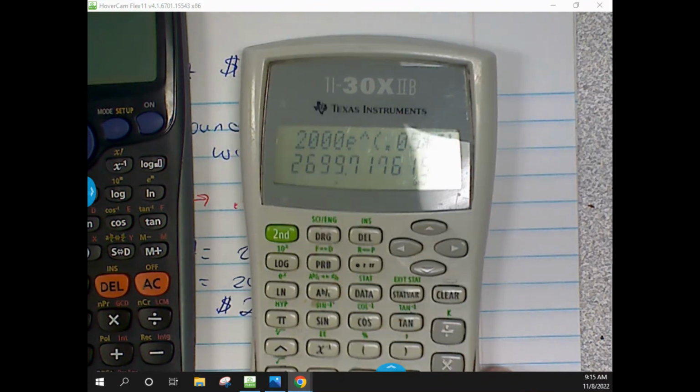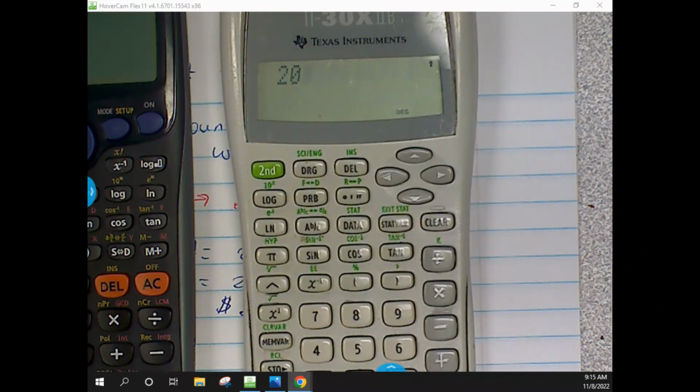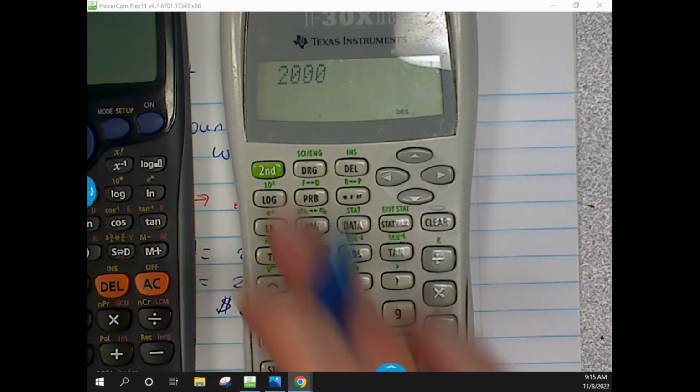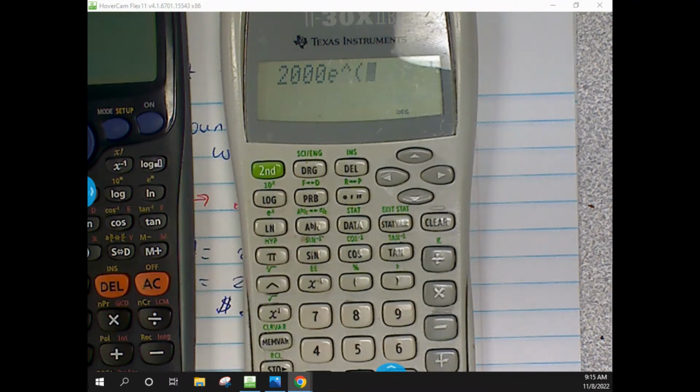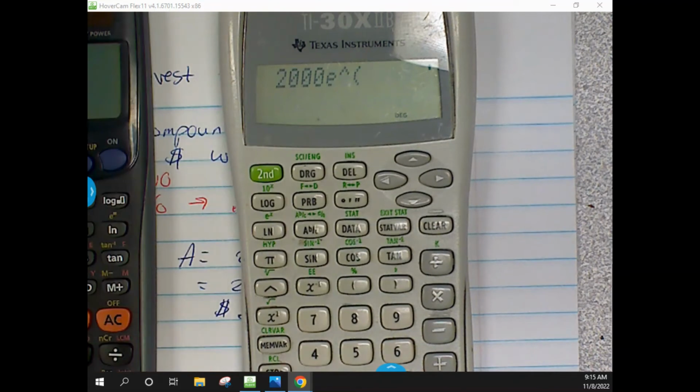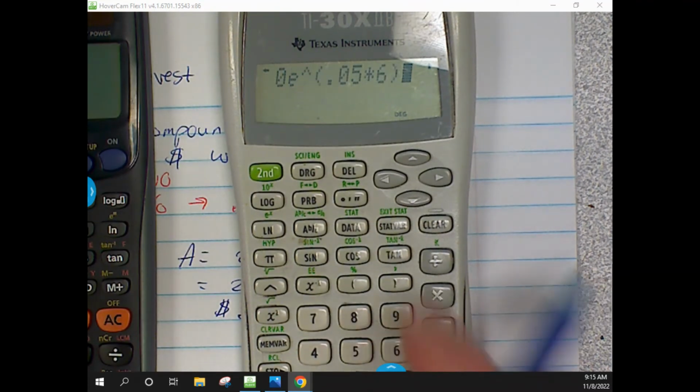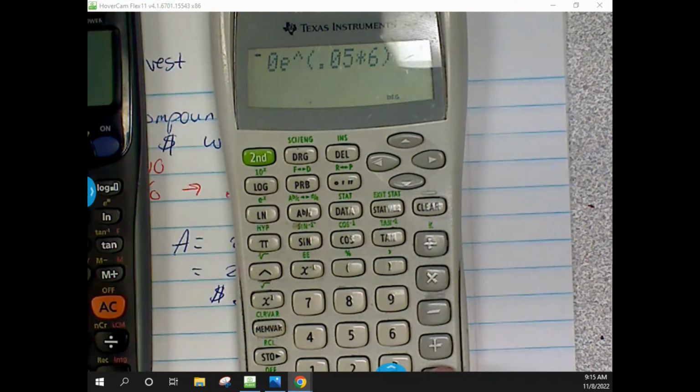Okay, so we'll do that one more time. If we go 2,000, you're going to hit second and then hit the LN button, which will then bring up the E, or shift, depending on which calculator. It's second or shift, whatever that top button is on the Casio. Yeah, it's the shift button. We'll do the Casio here in a second. And then you can do 0.05 times 6, if it gives that set of parentheses, which the Texas Instruments will do, and get you that number.